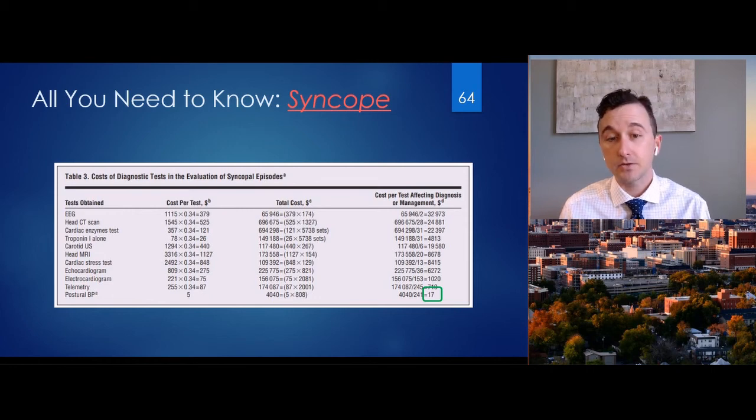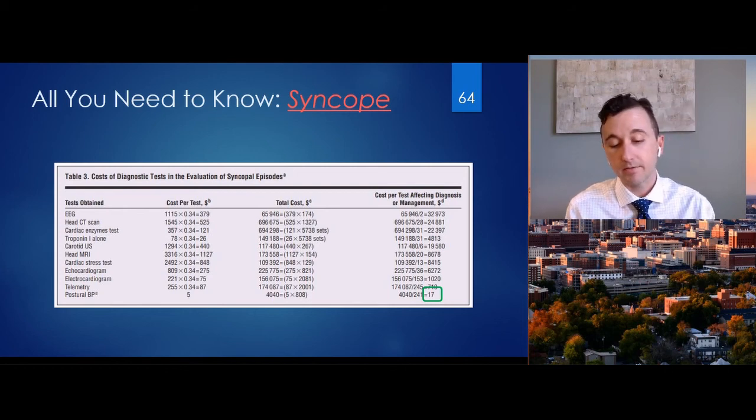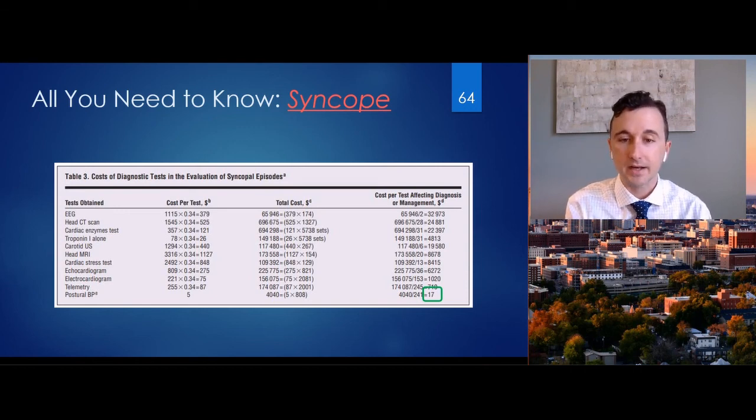The other thing to take into consideration is not only are these tests themselves expensive, we often will lose entire hospital days waiting on the test to be done. So we're not even factoring in cost of hospitalization. Okay, so what this data is showing you is not only does orthostatic vital signs have the highest diagnostic yield, it's also the most cost efficient.